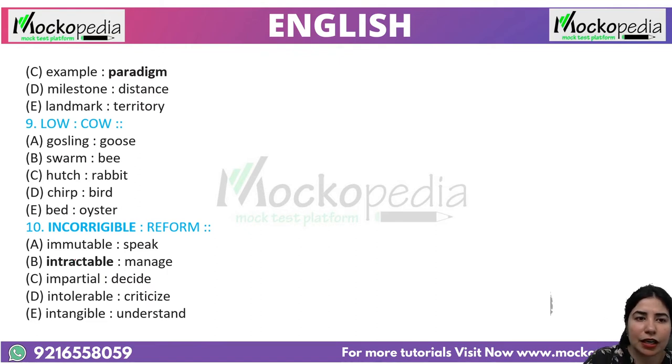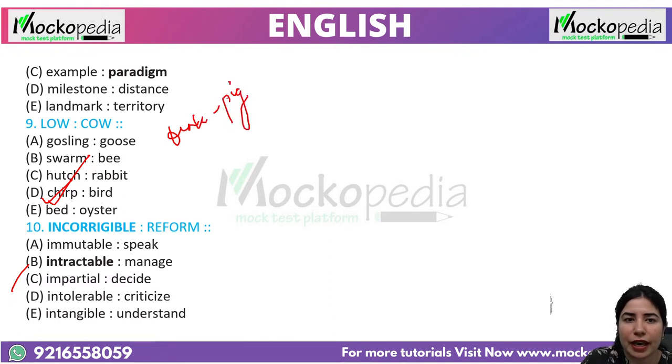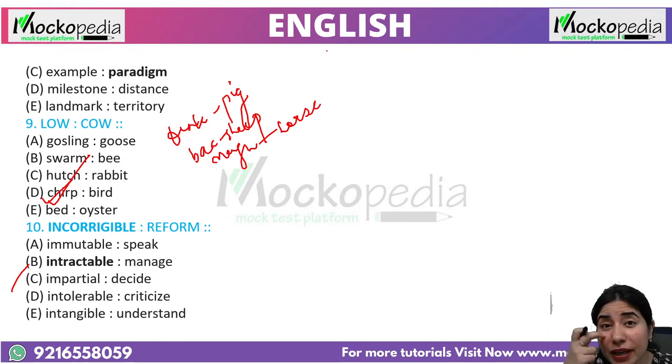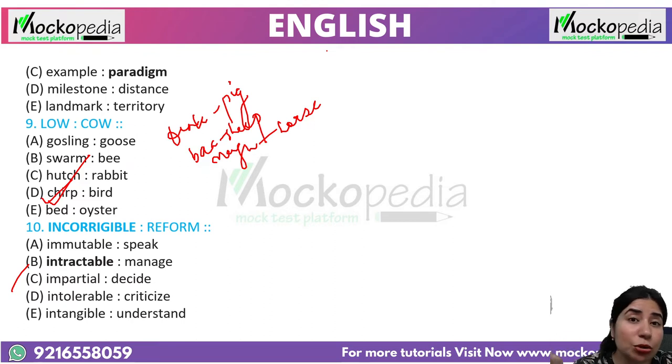So let's see, low is the sound a cow makes, right? So we have to see which is the sound. So chirp is the sound made by a bird, chirping of the birds, right? Oink is the sound made by the pig, right? Or baa is the sound made by the sheep, or neigh is the sound made by the horse. Right, so you need to know this also, right? Students say, "Ma'am, hum to KG mein padhte the, but technique to aapne padha hai, right?" So this can again appear as a question. So you need to know all these words, these relationships, right?